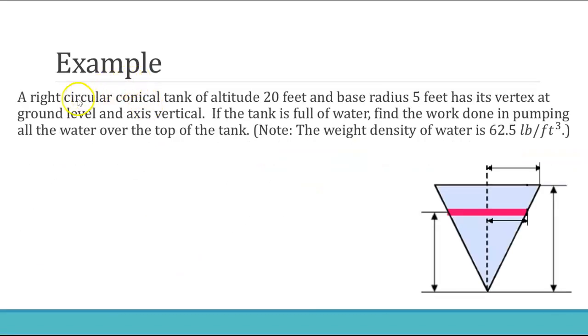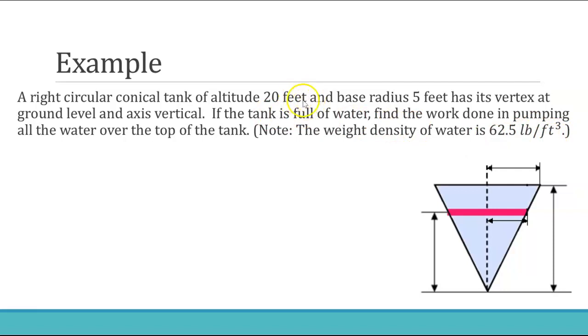And now in this example, we have a right circular conical tank of altitude, which means height, 20 feet, and base radius 5 feet, has its vertex at ground level and axis vertical. So we essentially have that sort of ice cream cone situation I was talking about earlier. If the tank is completely full of water, find the work done in pumping all the water over the top of the tank. Note the weight density of water is 62.5 pounds per feet cubed.